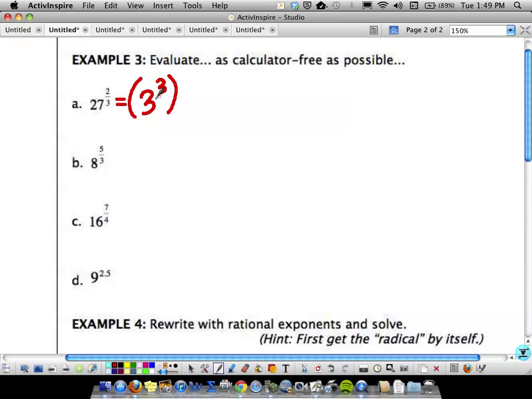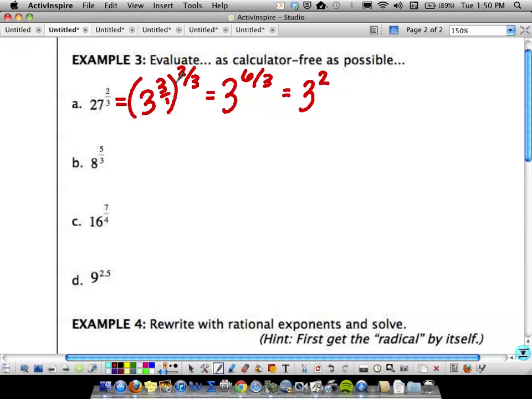And then on the 3 to the third, the 27 was also raised to the 2/3 power. So at this point, what we can go ahead and do is take these exponents and multiply them together. That's just the power of a power rule. If we have a power raised to another power, we can multiply those powers together. And if we multiply 3 times 2/3, that's like a 3 over 1 times 2/3. 3 times 2 is 6. 1 times 3 is 3. And then 6 divided by 3 is just 2. So what we have here is 3 squared.